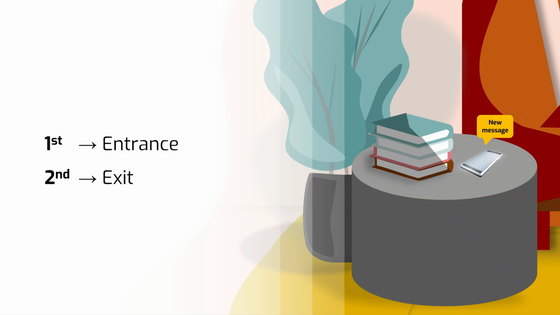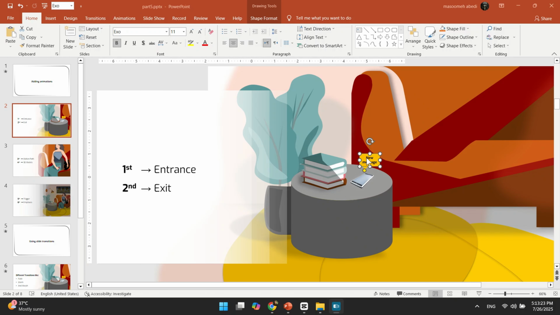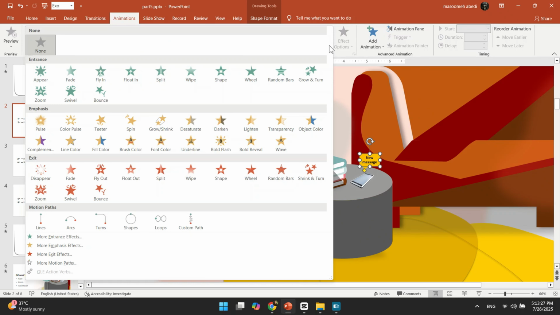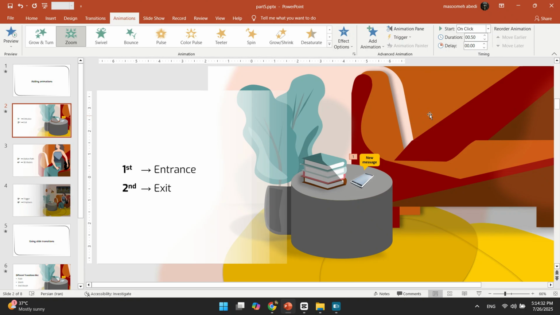At first, we want to learn how to use entrance and exit effects. Here is a message bubble, and I want to give it entrance and exit effects. First, entrance. In the Animation tab, click on the drop-down and choose one entrance effect. For example, Zoom In. Then, in the Animation timing part, you can choose when and how the animation starts.